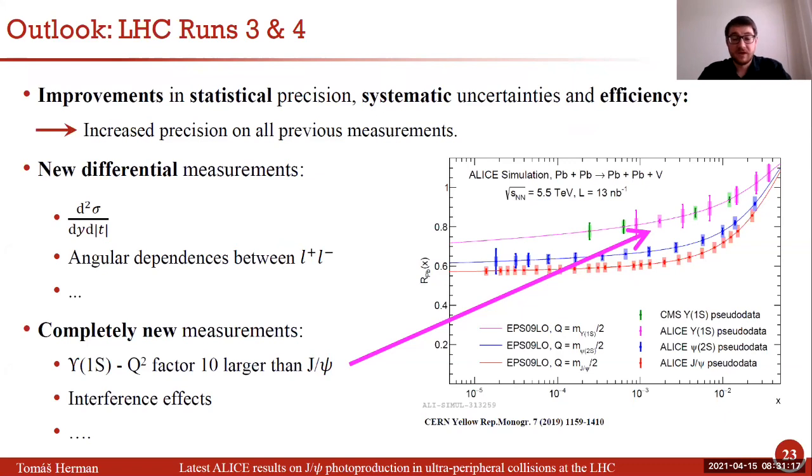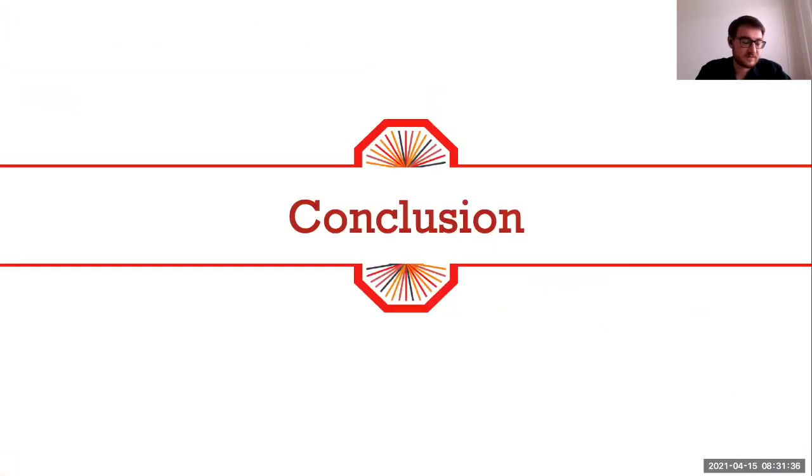We should also make completely new measurements, like observation of the Upsilon 1S state, which will allow us to look into a new kinematic region with the Q squared being a factor of 10 larger than that of the J-psi. Or we could also explore the interference effects. Now this brings me to the conclusion of the talk.